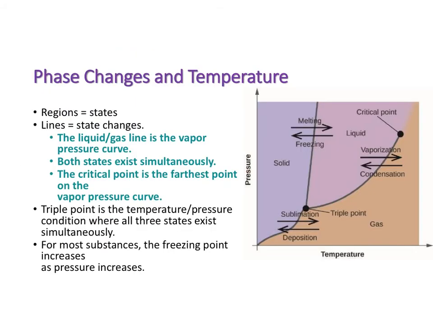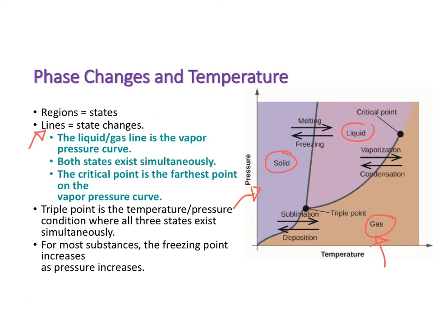So there is something called a phase diagram. Phase diagrams have special terms associated with them. So first let's go over those. The regions are states. Just like on a map where you have different regions, here we have different regions and they're color coded. So this brown is a gas, this purple is a solid, and this more pinkish purple is a liquid. The lines represent state changes.